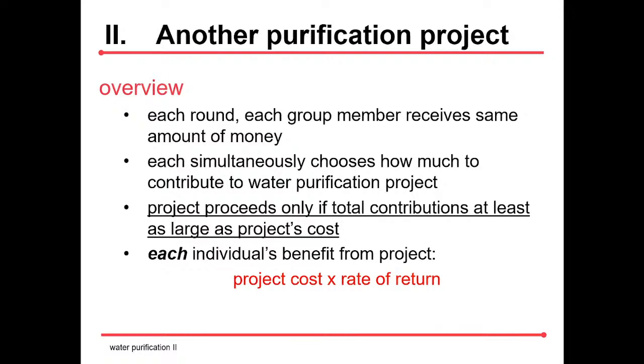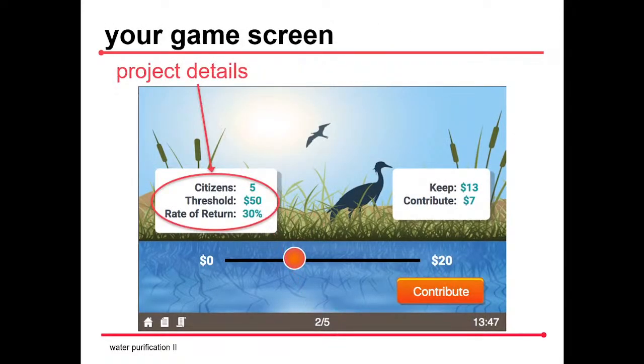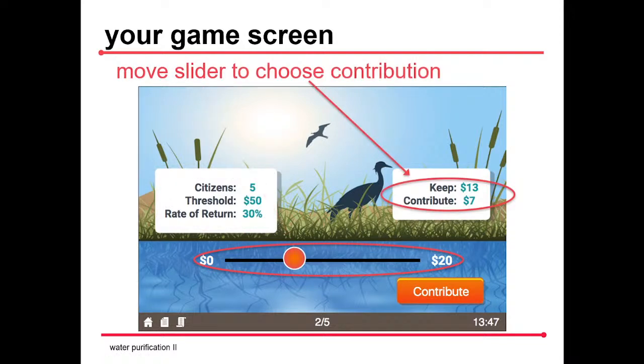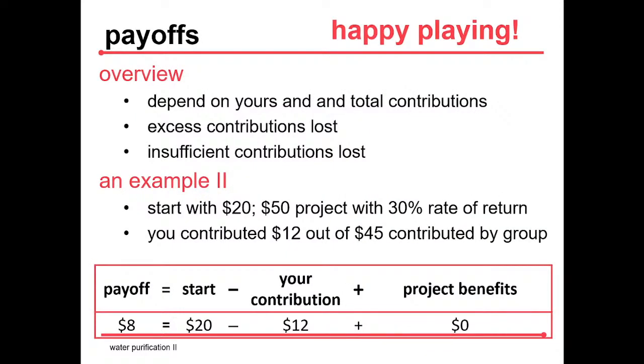The only difference is the one underlined. So the setup is the same, but you see now you also have information about the threshold, which is in this case fixed at $50. So let's look at the example. Again, your payoff depends both on your and the others' contributions, but also on the excess contributions lost and the insufficient contributions lost.